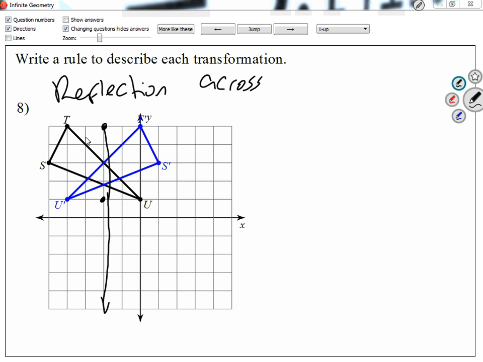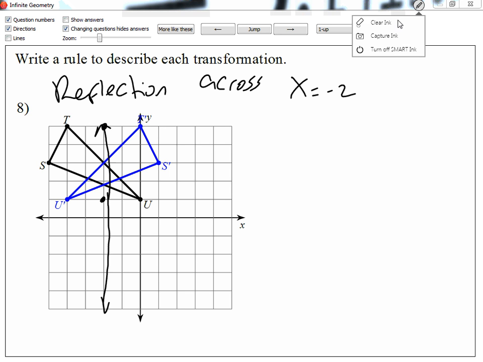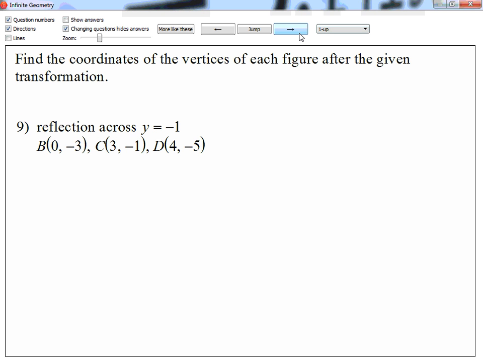How is that line called? X equals negative 2. Remember that y-axis is x equals 0, so that should be x equals negative 2. Alright, I'll let you finish number 7 from that group. Let me take a look at number 9.